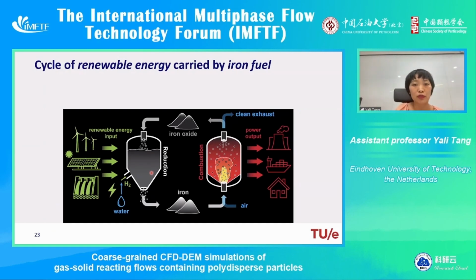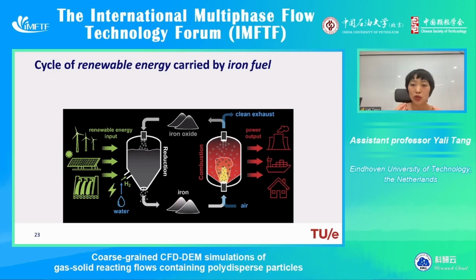And what is iron fuel? If you look at this sketch, we use, for instance, renewable-energy-generated hydrogen. This is green hydrogen. We use it to reduce the iron oxide into iron. So that basically means we store this renewable energy in iron powder. We use micro-sized iron powder, and this iron powder, or iron fuel, can be stored and also transported to anywhere the energy is needed.